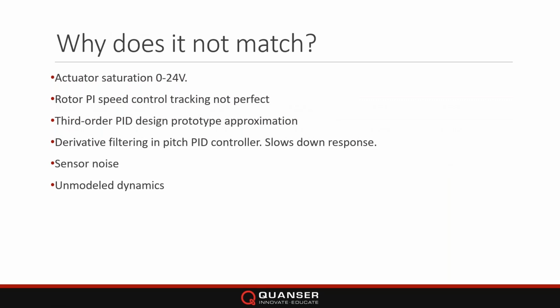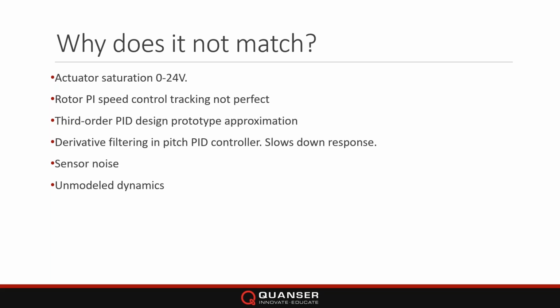No surprise here, actuator saturation from 0 to 24 volts is definitely one of the main things. The other one is the rotor PI speed control. The tracking, like I indicated earlier, was not perfect, right? It's not tracking that set point perfectly. So that means that your PID controller will not behave as ideally. Now, that probably helped us with the overshoot. It probably decreased the overshoot. So there's a bit of a silver lining with that, right? It helped us in terms of the overshoot, but that's what probably added more to the settling time than expected from the full simulation. The other one's a third order PID design approximation, right?